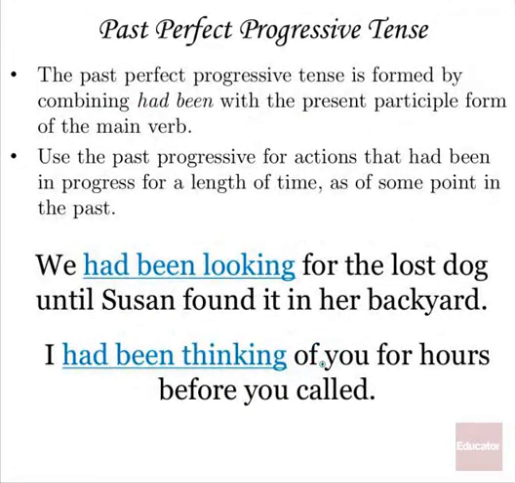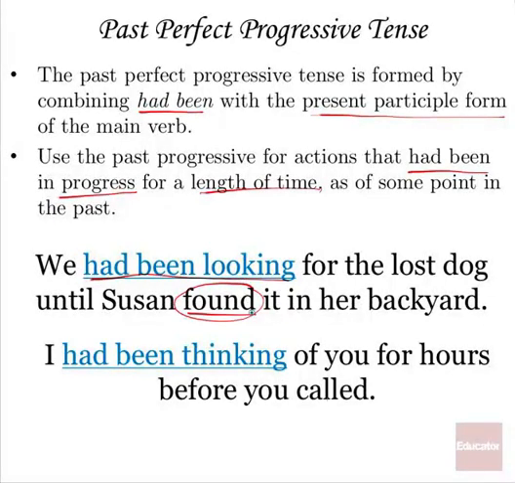All right, past perfect progressive. The past perfect progressive tense is formed by combining had been with the present participle form of the main verb. You use the past perfect progressive for actions that had been in progress for a length of time as of some point in the past. We had been looking for the lost dog until Susan found it in her backyard. Now your clue here is found. That's a past tense event, and you have an ongoing event that predates it. So we had been looking until she found.